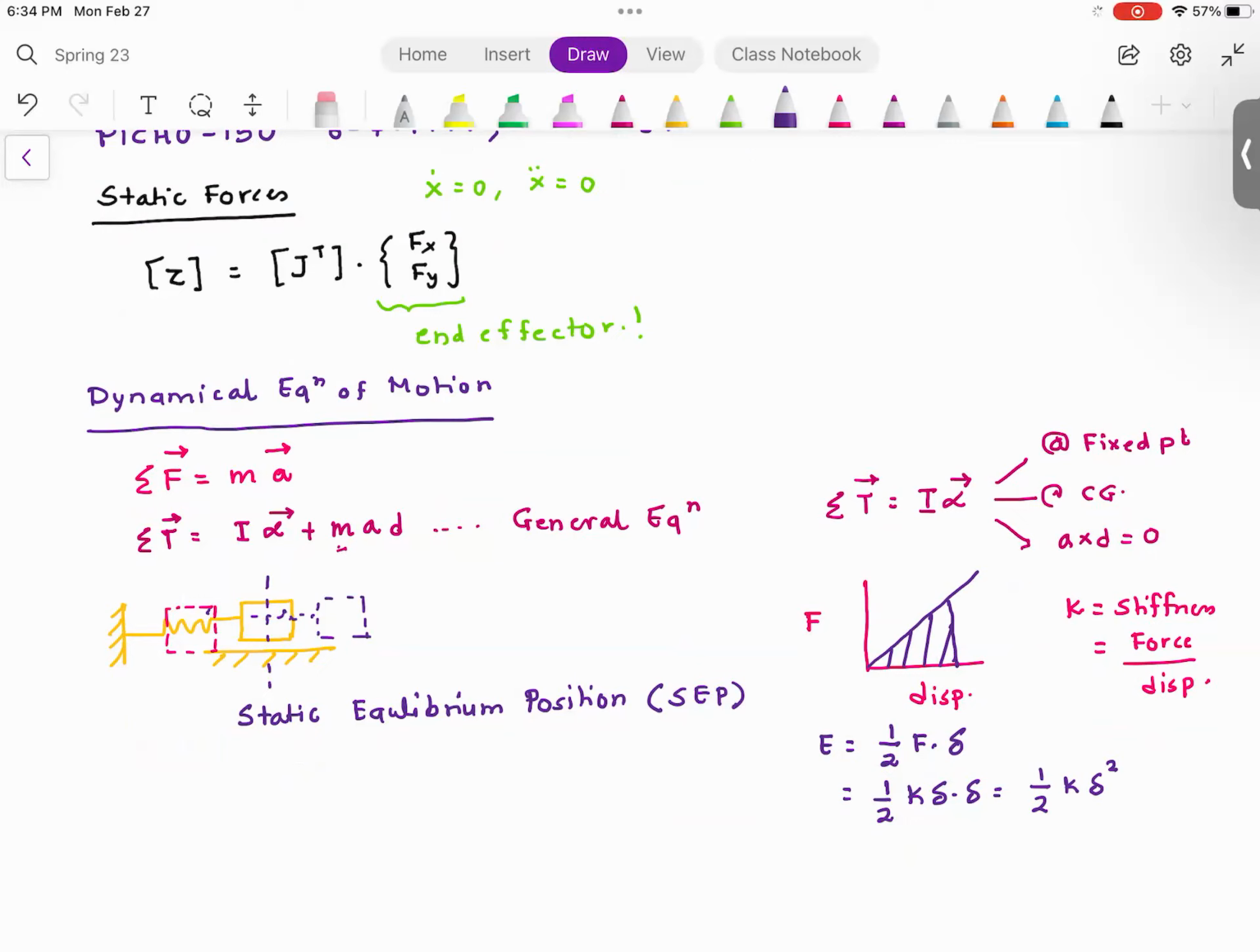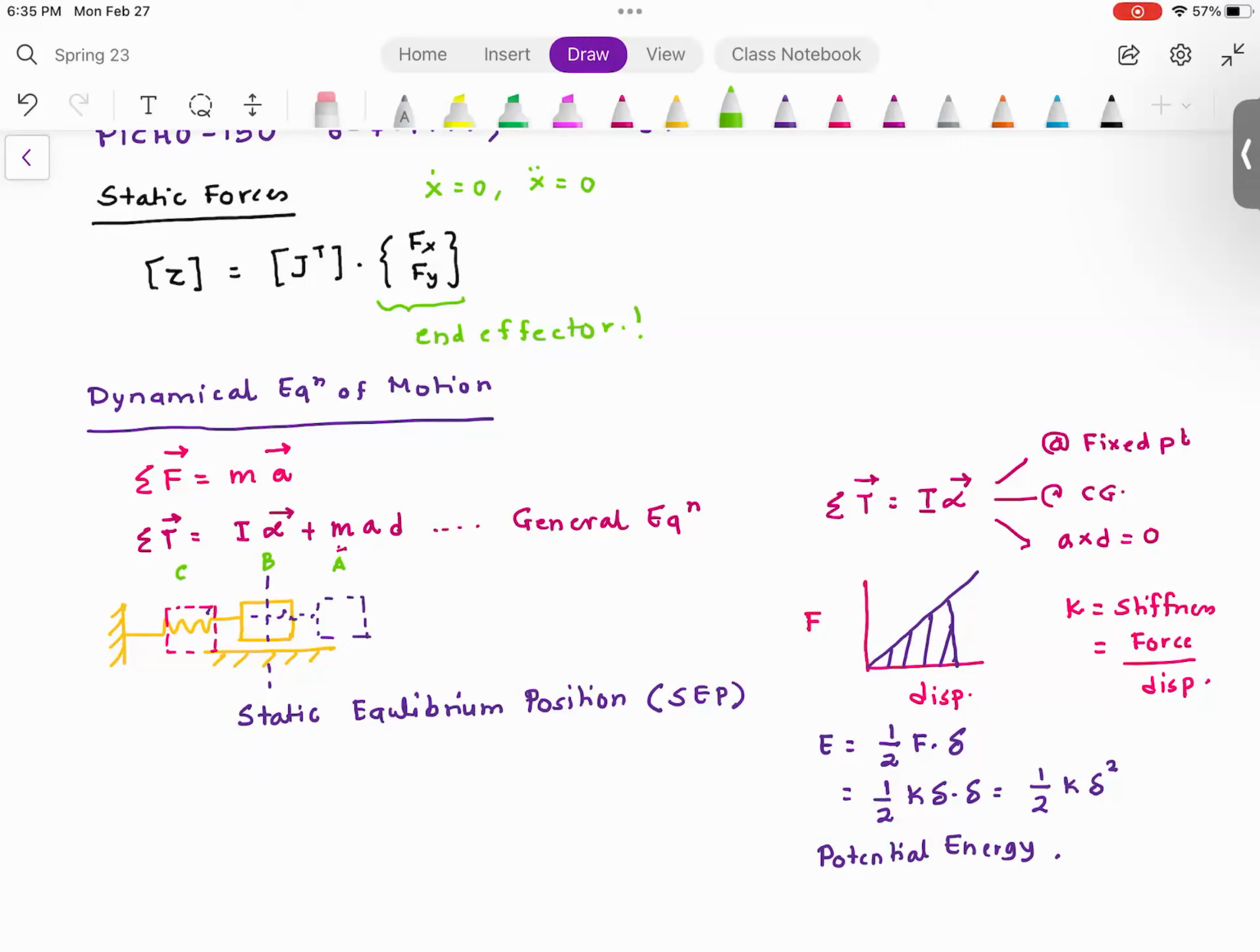This is called the static or potential energy. Now please understand, this object has three positions. This position is B, this position is A, and this position is C.